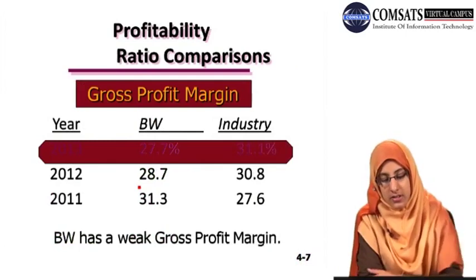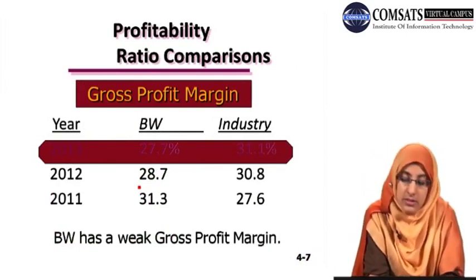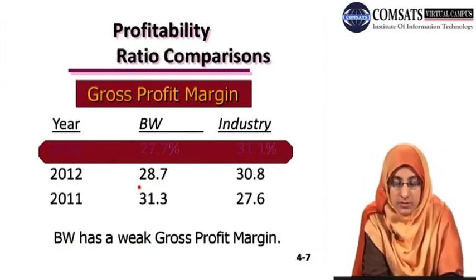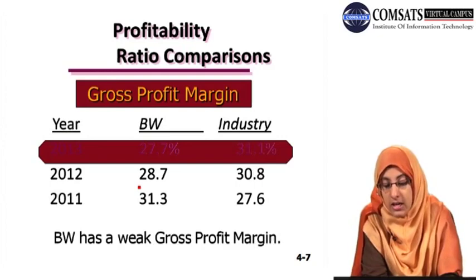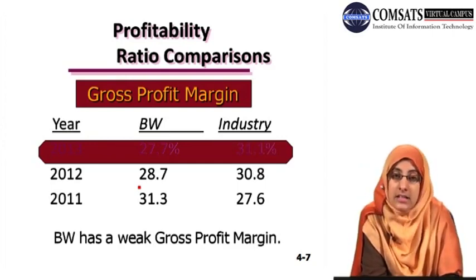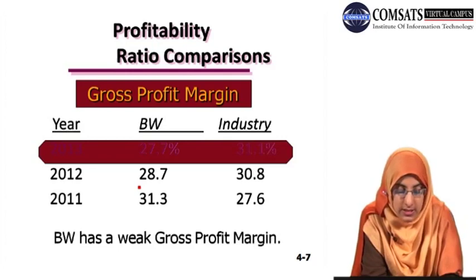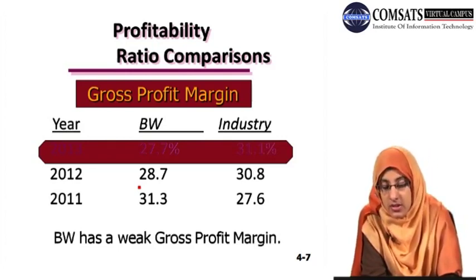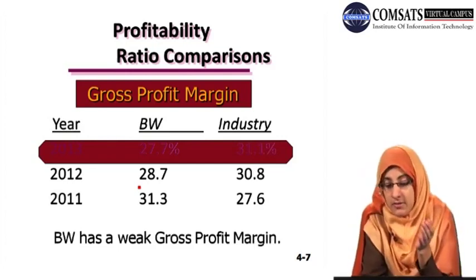Let's compare that with the industry average. So we can look, and with the number of years we can see that from 2011 to 2013 it reduces from 31.3 to 27.7% respectively. If we talk about industry average, for 2011 it is 27.6, 30.8 for 2012, and 31.1% for 2013, and it has increased over time. So we can say that Basket Wonder has a weak gross profit margin as compared to its industry. तो industry से वो काफी कम है, 27.7%.